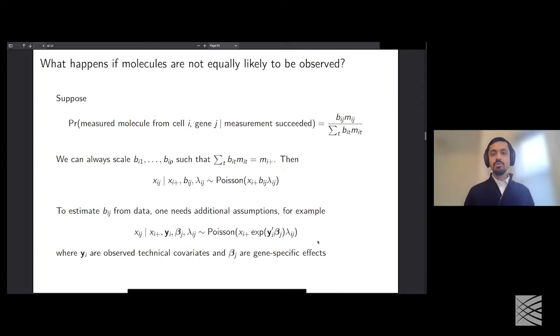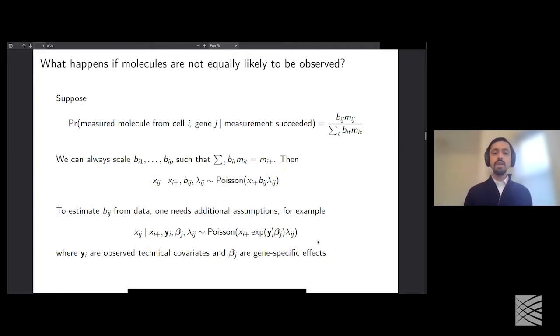And so we started from a pretty basic assumption, which is suppose that the probability that we observed a particular molecule from gene J in cell I depends on a bias term also. So there's a Bij that is proportional to this probability, and it depends also on Mij, how many molecules were there. And the sort of model we're thinking of here is you keep going into this pool of molecules and trying to measure something until you succeed. And then you succeed with probability proportional to this Bij and proportional to how many molecules of gene J were there.